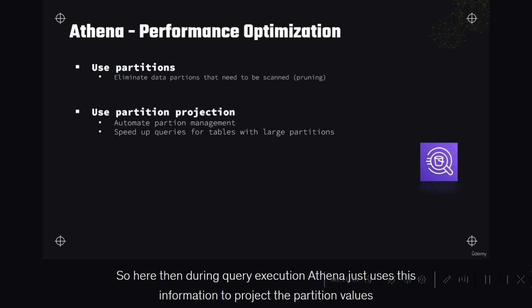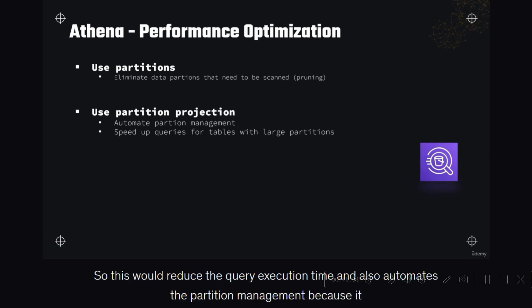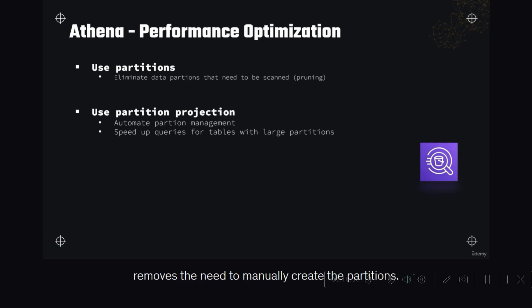So during query execution, Athena just uses this information to project the partition values instead of retrieving them from the Glue data catalog. So this would reduce the query execution time and also automates the partition management, because it removes the need to manually create the partitions. So this is something that can be useful for highly partitioned tables.